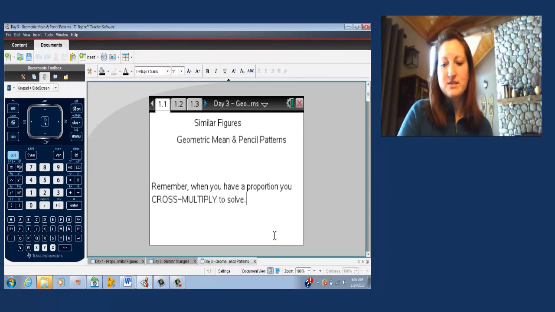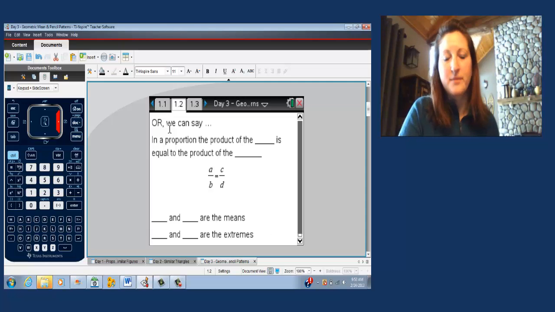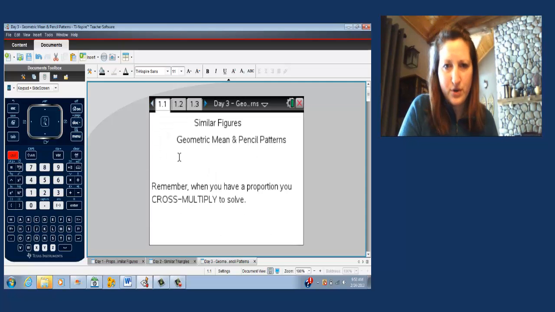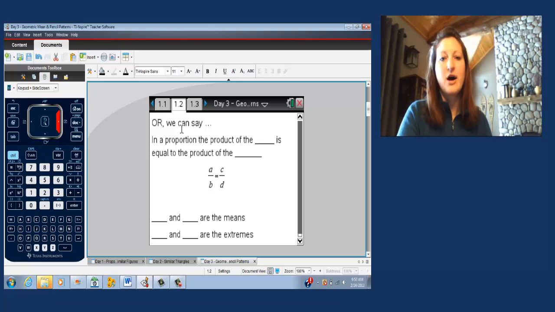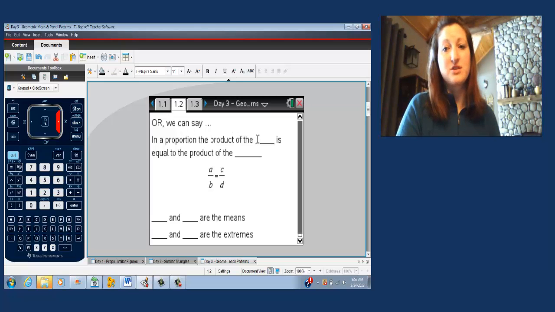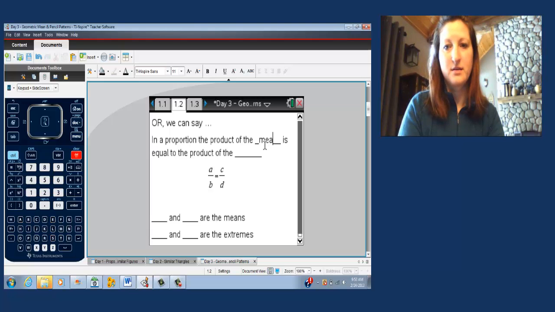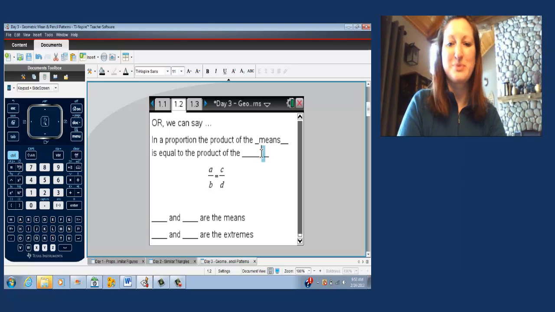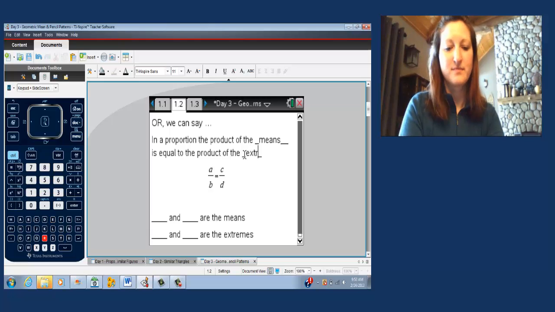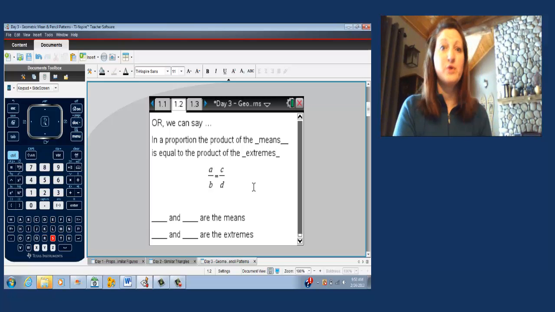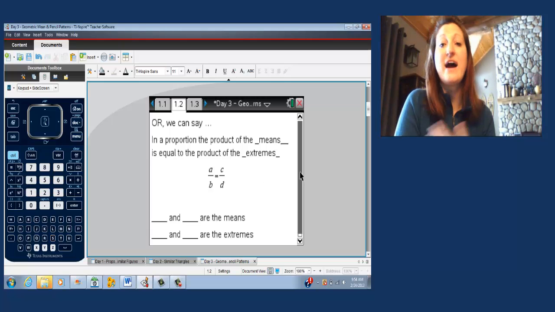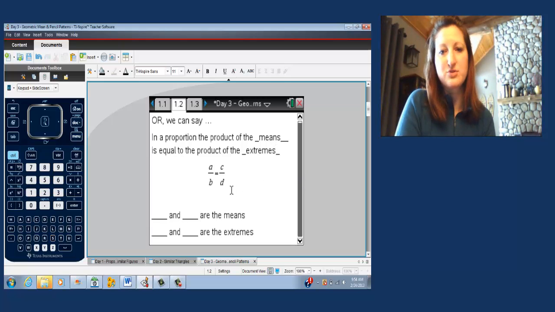Now, what we're going to do today is take a look at what happens with a geometric mean. So we'll get there. In a proportion, again, we can say that the product of the means is equal to the product of the extremes. Now, that wording will become very, very important when we get to actually writing proofs. But for now, let's just make sure that we know where the means and the extremes are.